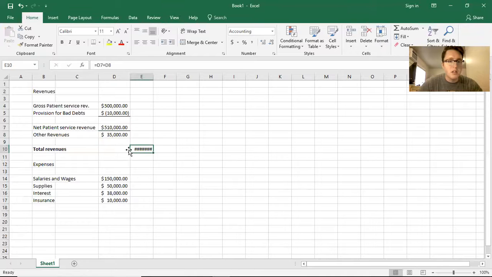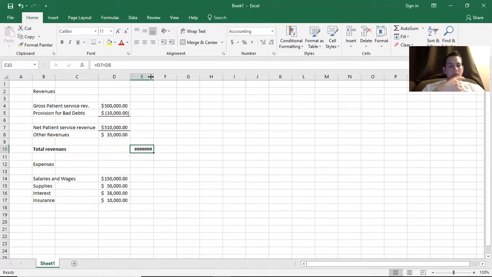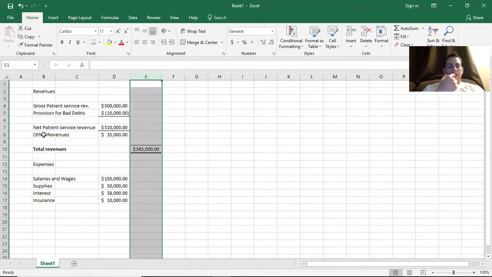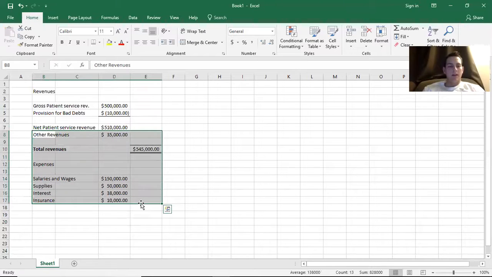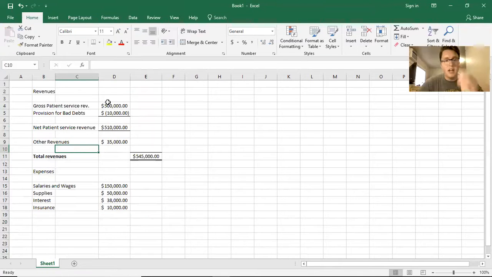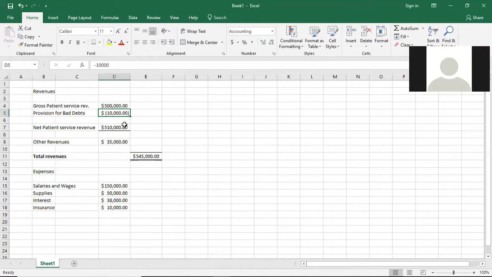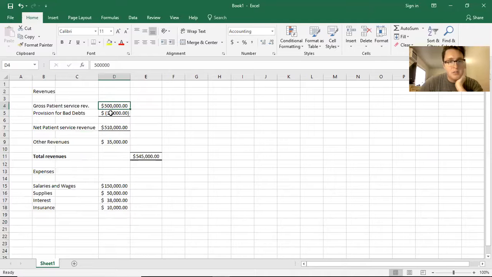That means you'd have to add the negative 10,000, right? Just because of your formula. The provisions for bad debts section is a deduction from your gross patient service revenue. So just make sure, however you want to make it negative, to remember that. So this then equals this plus this, which gives us that 490 again.